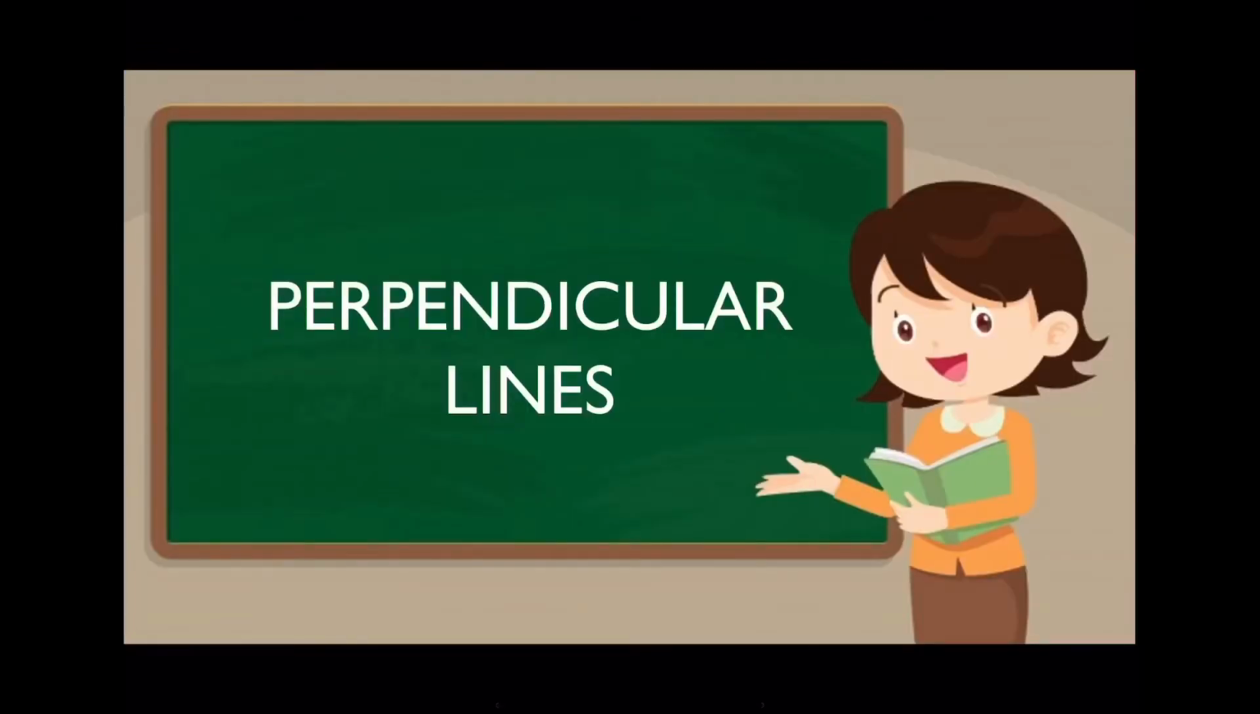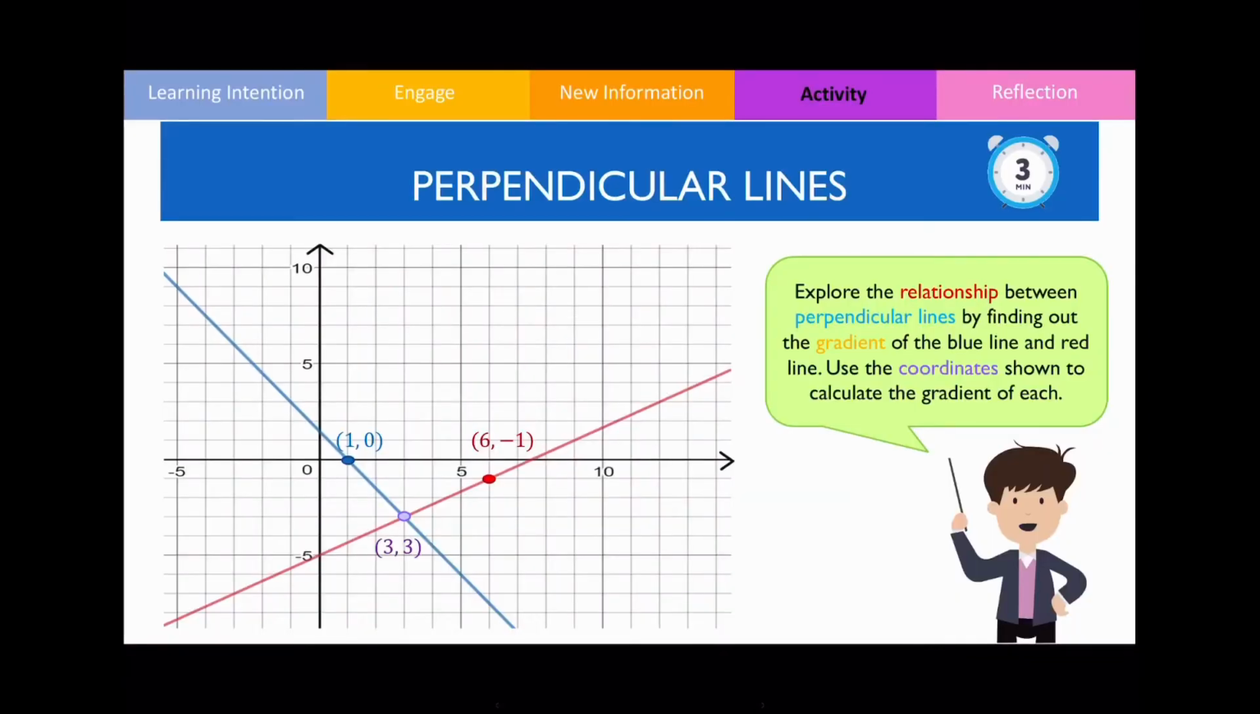We're now going to be looking at the relationship between perpendicular lines, okay? To help you understand, we're going to explore this relationship by finding the gradient for each of the lines shown below. Using the coordinates that have been outlined, I want you to please find the gradient of the blue line, so use these two coordinates. When finding the gradient for the red line, you're going to use this coordinate as well as this coordinate, since these are found on this particular red line. Give yourself 3 minutes, and then I'm going to show you the relationship between the gradients for our perpendicular lines.